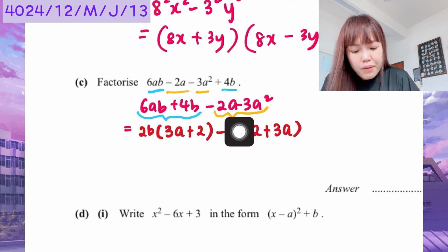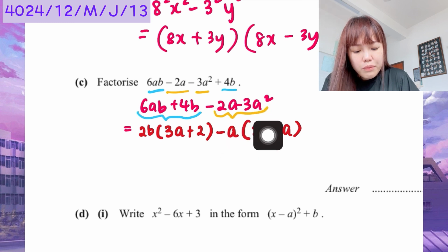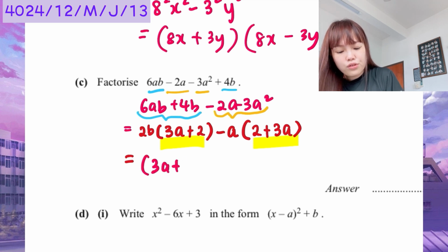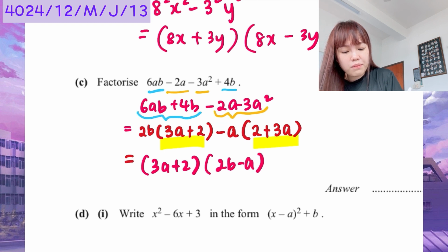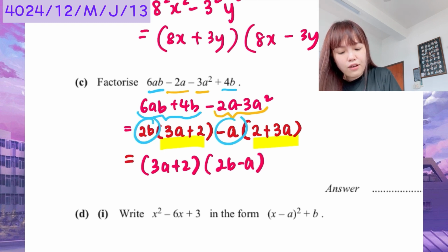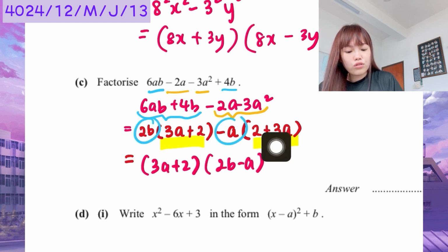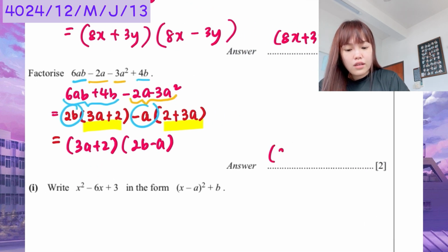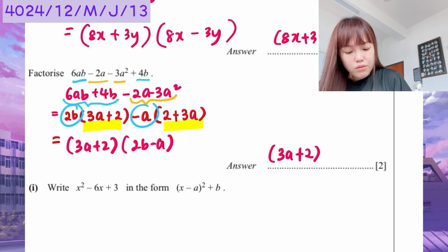You can double check again by multiplying back. Negative a times 2, negative 2a. Negative a times positive 3a is negative 3a squared. Okay, so this one, we have the same 3a plus 2. 2 plus 3a is the same. So I can take this out and left with 2b minus a. Okay, left with 2b minus a. This one is the same one. I take it out.